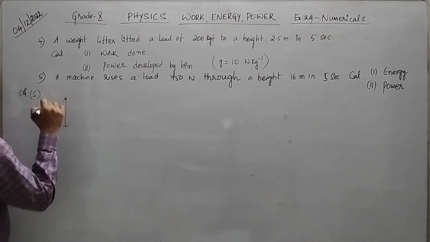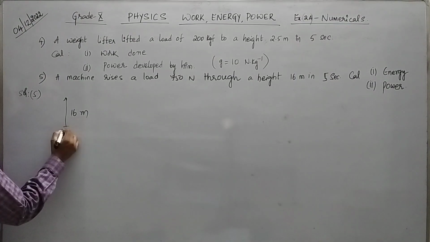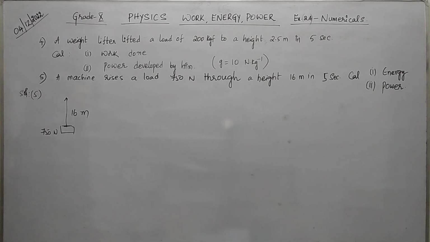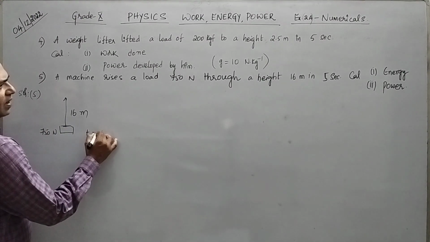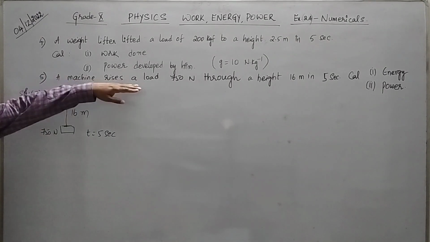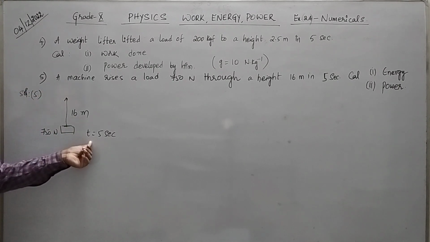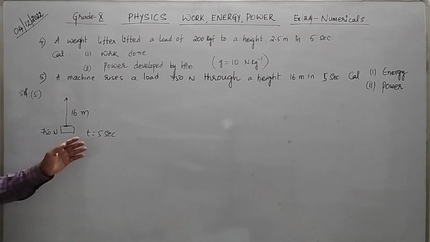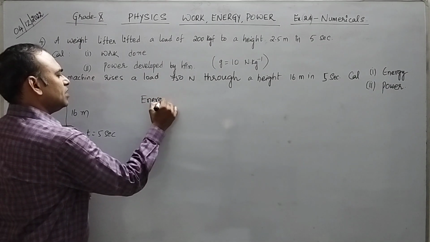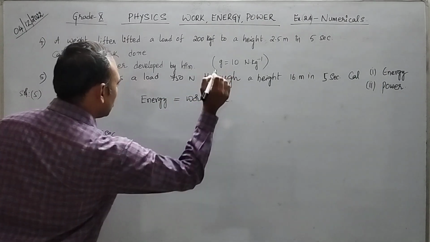A load of 750 Newton is lifted up. And what is the height? 16 meters. The load is, let us take the load is 750 Newton. Now the time he has taken for lifting, that is 5 seconds. Very simple. A machine raises the load of 750 Newton up to the height of 16 meter in 5 seconds. So now what is the energy? So energy is now in this condition is equal to work done. The energy which is spent in this condition is equal to work done.